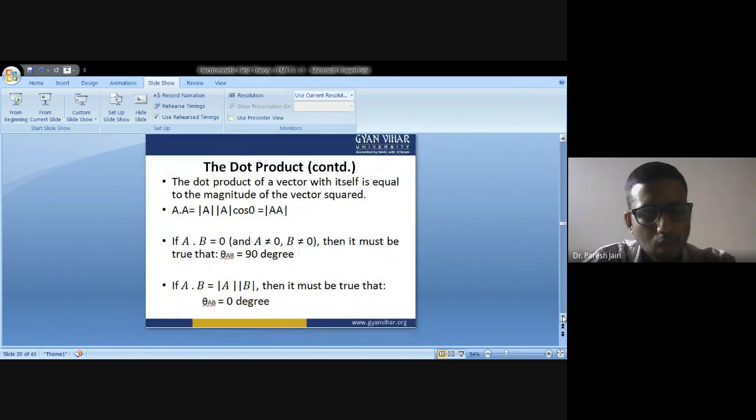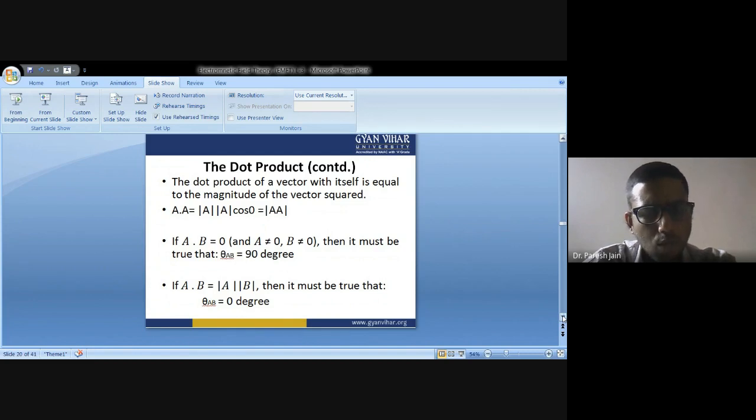So you also learned these three concepts of the angle. When theta is equal to 0 degree, then A dot B is equal to |A||B|. When theta is equal to 90 degree, then A dot B is equal to 0.